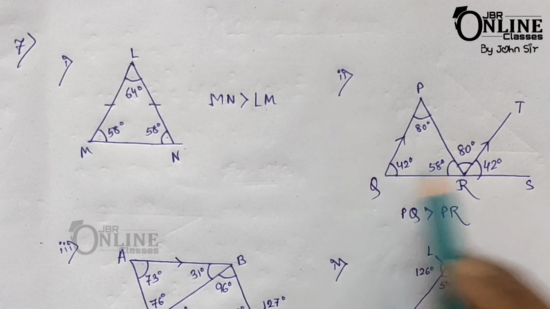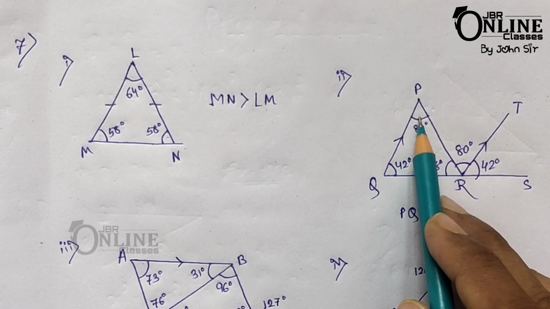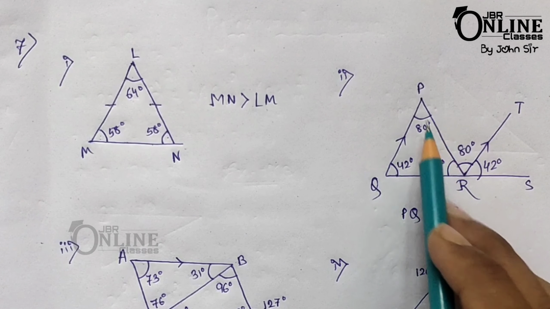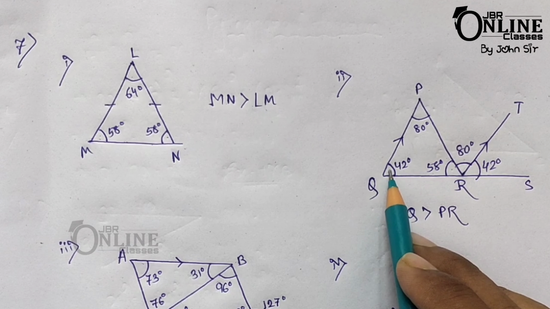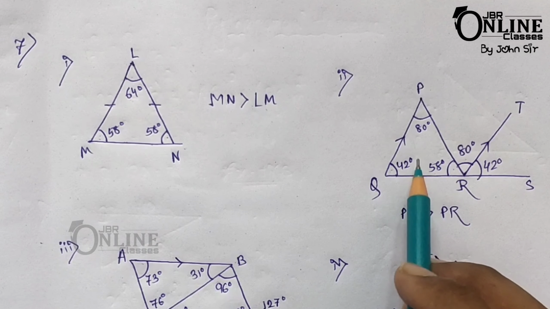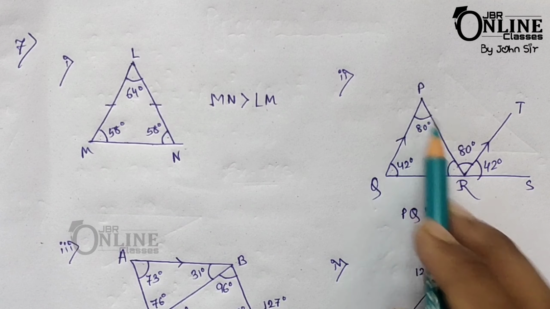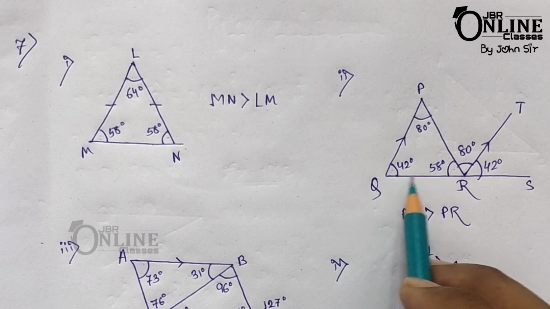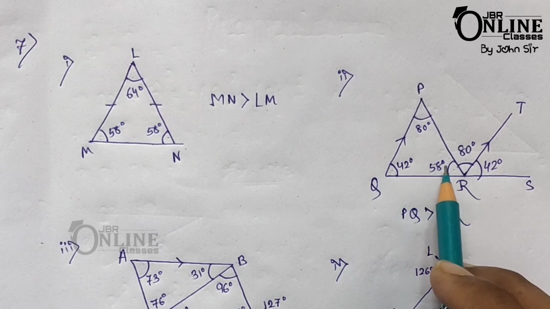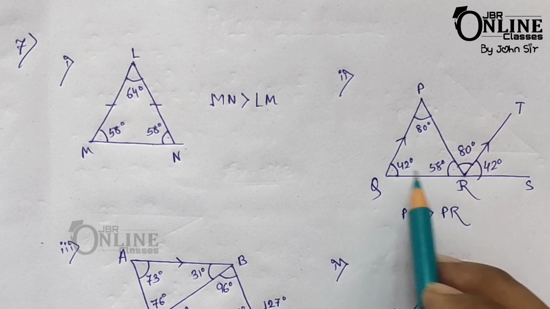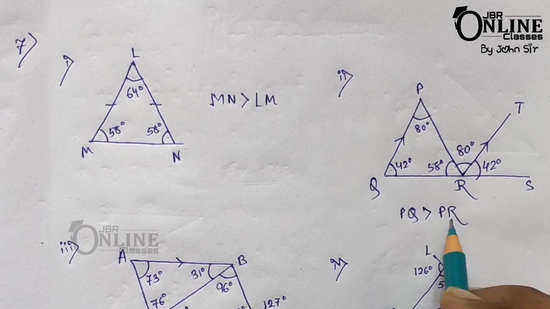Now, PQ is parallel to RT, so these two angles will be equal. If this one is 80, this one is also 80. Now in this triangle, you know the value of these two angles, so you can easily find the value of this angle. Now you have to say which is greater, PQ or PR. Here the side opposite 80 degrees, that is QR, is the greatest. PQ is the opposite of 58 degrees and PR is the opposite of 42 degrees. So 58 degrees is greater, that means PQ is greater than PR.